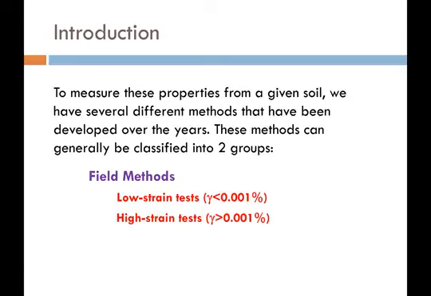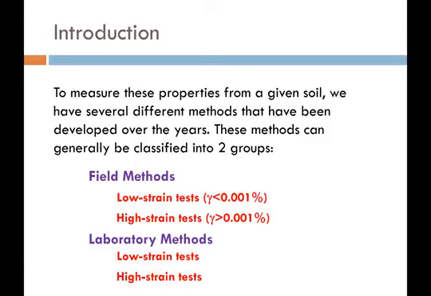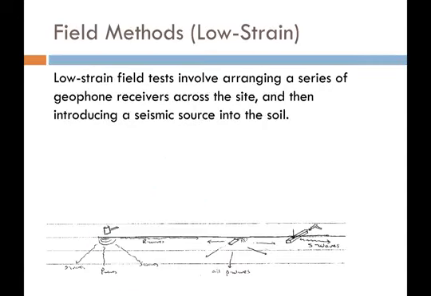The second general group is what we call laboratory methods. And again, we can have low strain laboratory methods or high strain laboratory methods. We're going to talk about all of these today and introduce you to some of these approaches that geophysical and geotechnical experts use to characterize the properties of soil. So let's look at the field methods first.